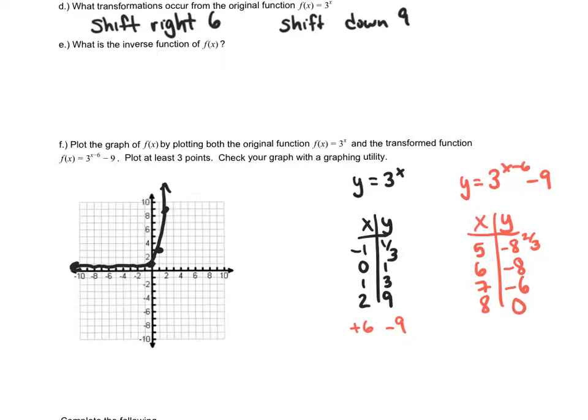Now we'll go ahead and plot these. We have 5, negative 8 and 2/3. Now remember, we have a horizontal asymptote at negative 9, so that's where this graph should approach. So over 5 and down to 8 and 2/3 gives us a point there. Over 6 and down 8 will give us a point like there. Over 7 and down 6 will give us a point there. And over 8, 0 is there. If I plot the graph, connecting those points, we see something like this. Just by doing this, you can see the graph has been moved right and moved down to get our new graph.